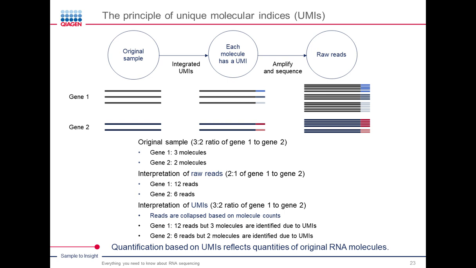So let's take a look at gene 1, and now look at the small colored bars. While you have 12 reads, you basically have 3 molecules. You have 4 replicates of molecule 1, 3 replicates of molecule 2, and 5 replicates of molecule 3. And these reads then are collapsed into just molecule 1, 2, and 3 based off the UMIs. Then for gene 2, you have 6 reads, but only 2 molecules, 4 copies of molecule 1 and 2 copies of molecule 2. And again, these are collapsed into just 2 molecules. So when you account for the UMIs, you then retain your original 3:2 ratio.